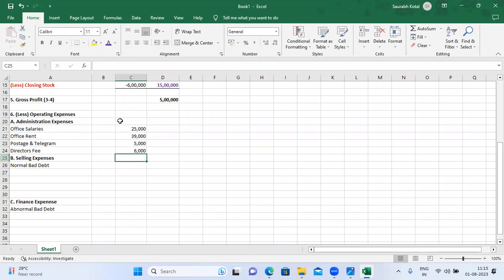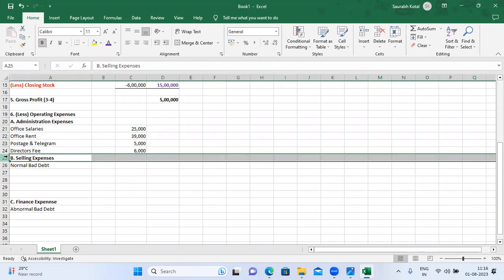So this all becomes a part of your administrative expenses. These are the administrative expenses. But are we done? Look at the advertisement.